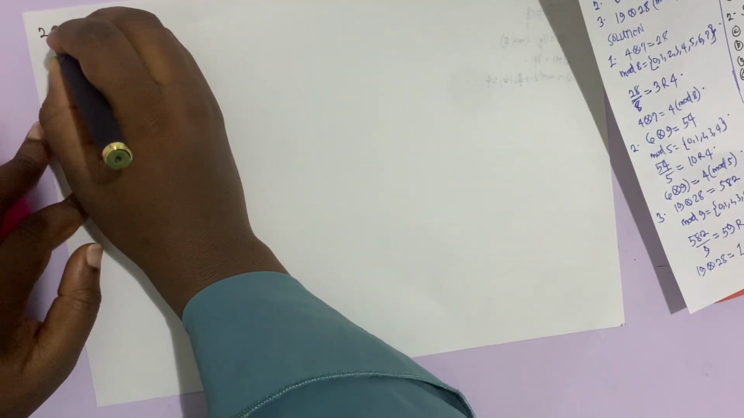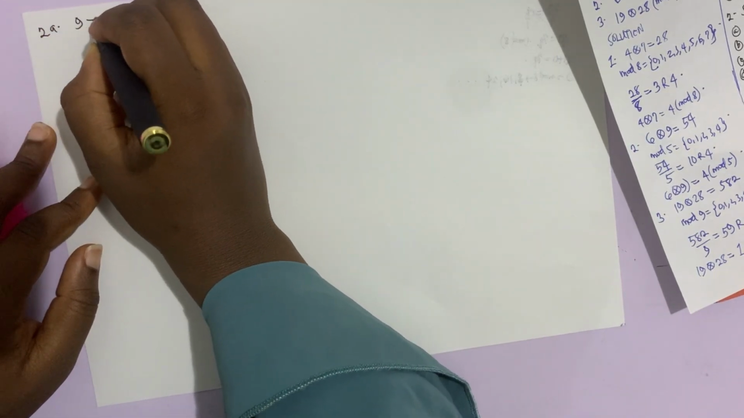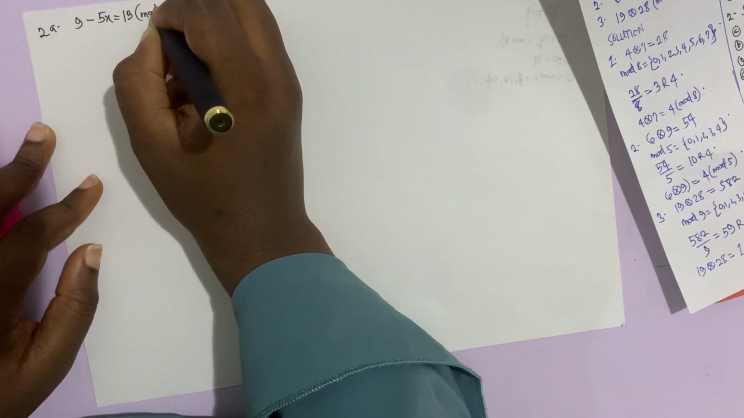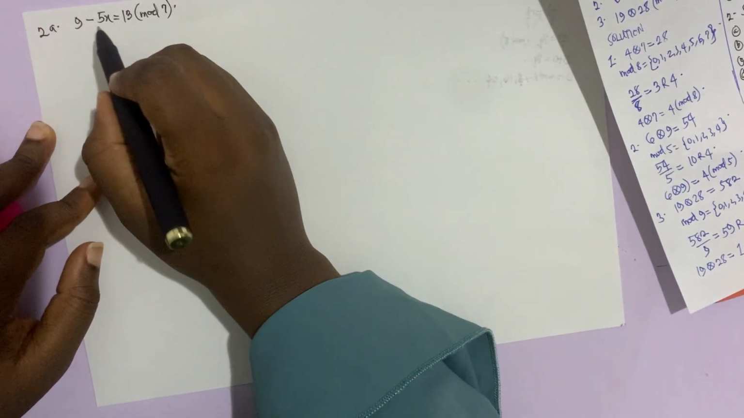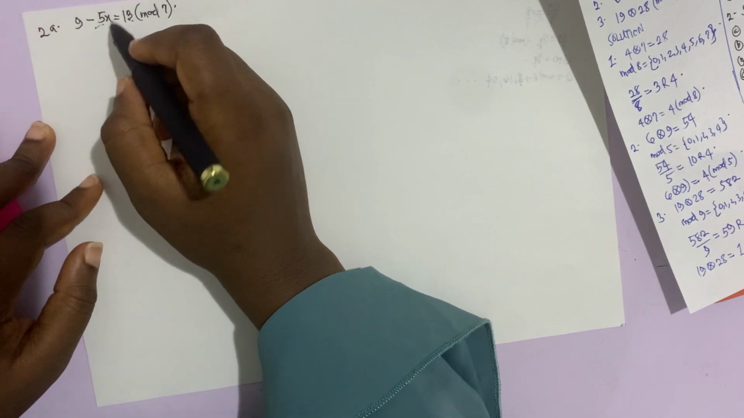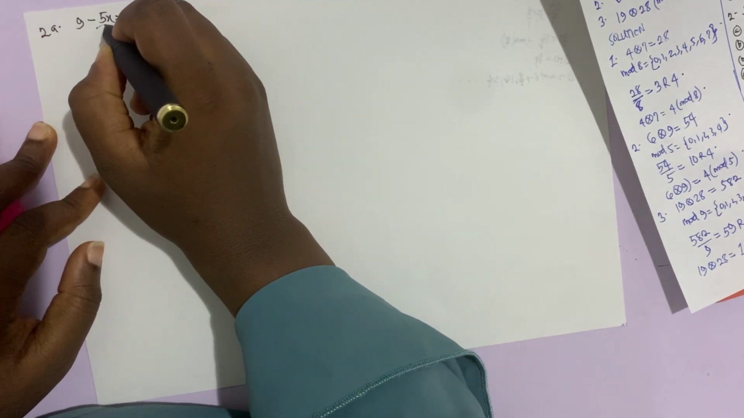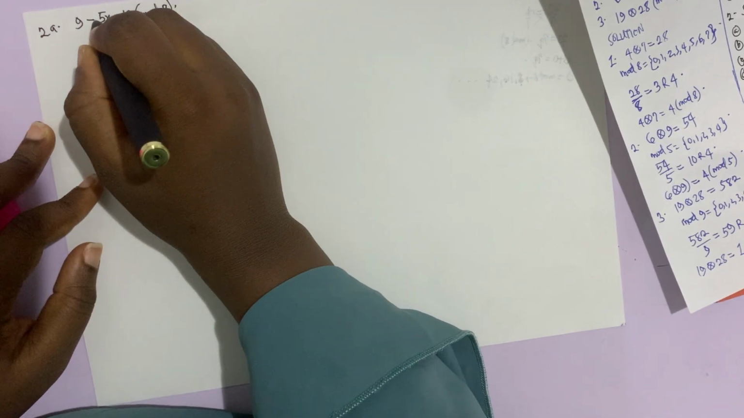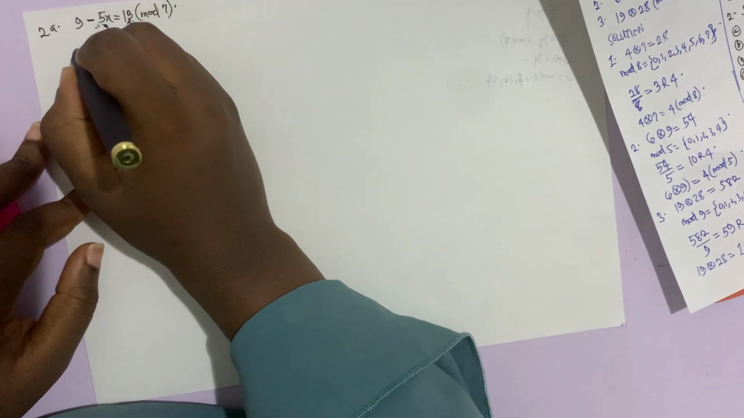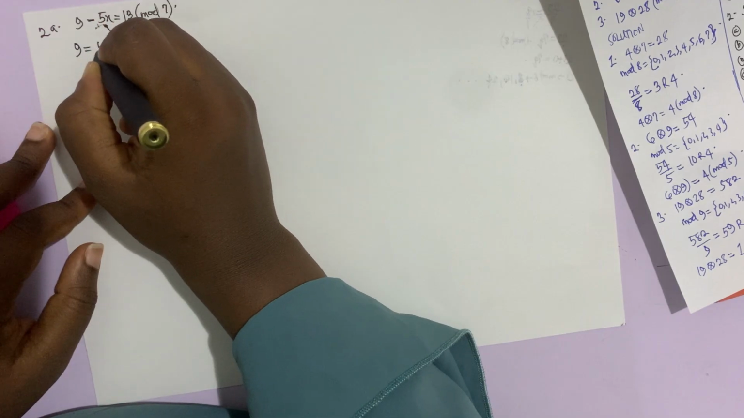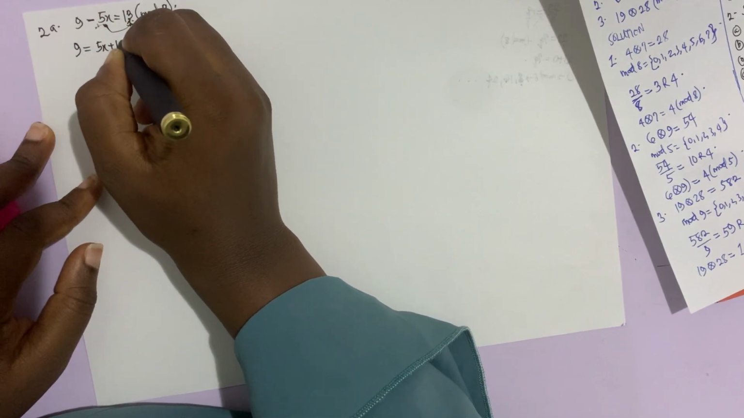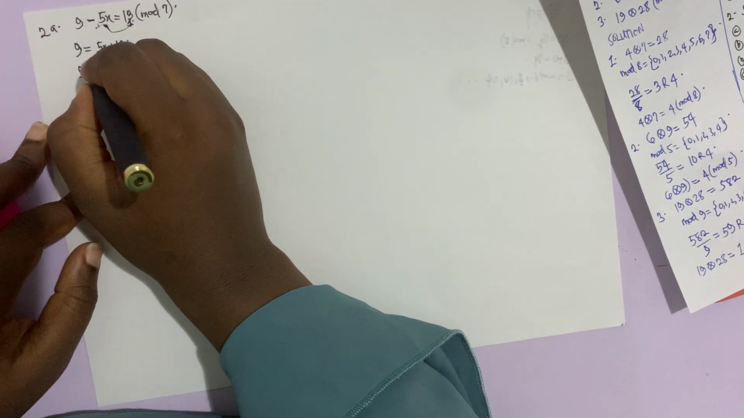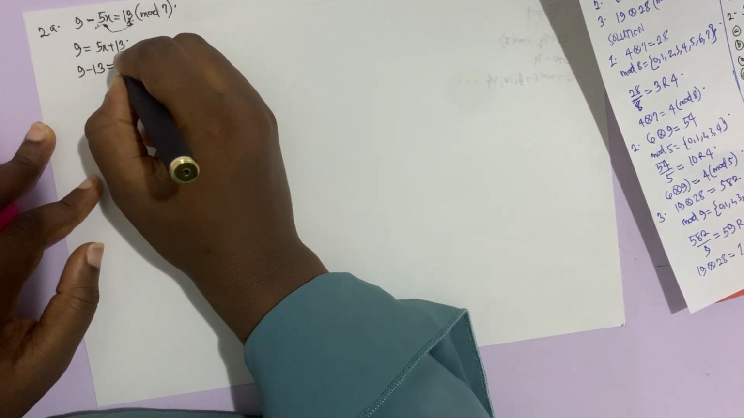Question 2 says 9 minus 5x is equal to 13 in mod 7. So the first thing we want to do is to collect the like terms. The safest way to do that is to bring this minus 5 to jump the bridge. When minus jumps, it becomes plus. So we have 9 is equal to 5x plus 13. Then we bring this plus 13 to 9. It becomes 9 minus 13 is equal to 5x.